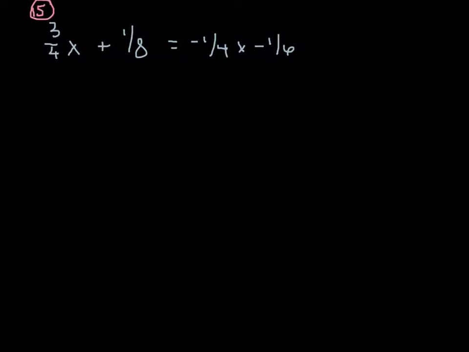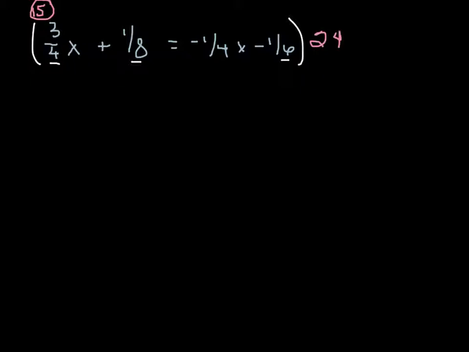Now, in this problem, what you're going to want to do, since you've got all these fractions, is eliminate your fractions. So I would multiply by, looking at all your denominators, 4, 8, and 6. The least common multiple for that would be 24. So I would multiply the entire equation by 24.